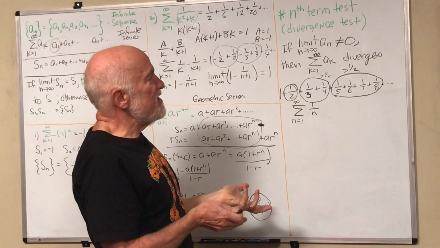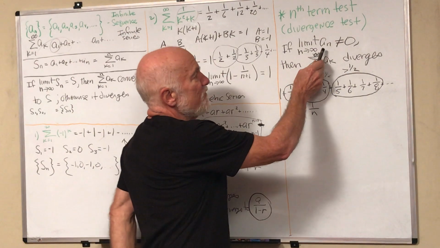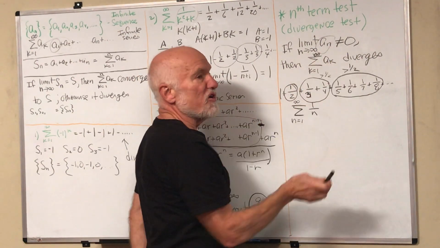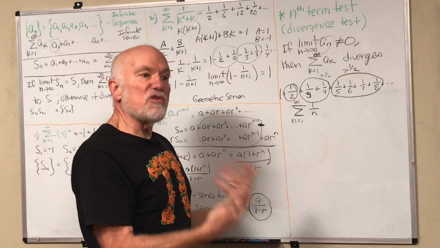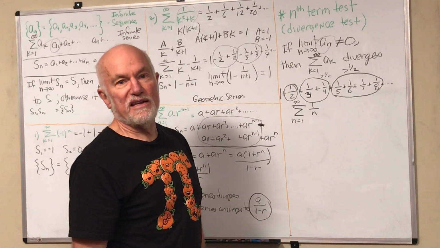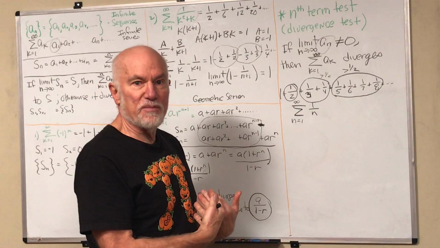We can look at a series and see if the nth term approaches 0. If it doesn't, we say it diverges. If it does go to 0, we just have to keep looking. The test kind of fails to some degree.